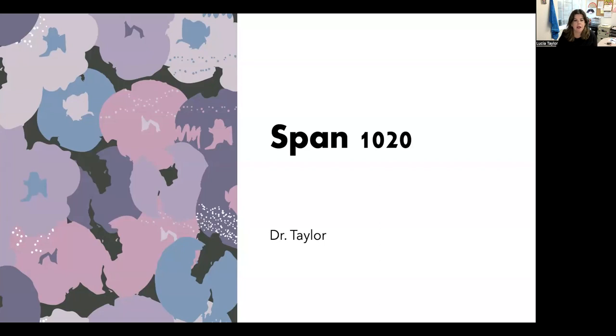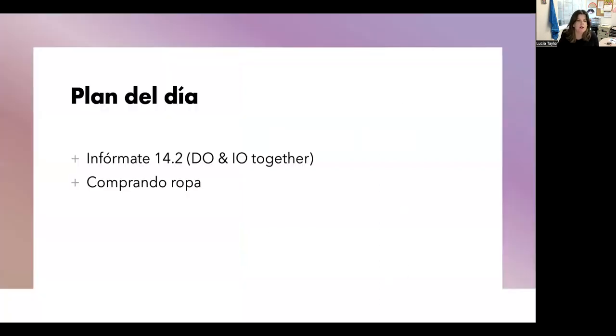So this is what we will be covering today. We're gonna continue with the situation where we have both the direct object and the indirect object pronouns together in a sentence. I know pronouns are a big headache for many of you, so I'm sorry, but it's gonna be better, okay? And then we'll practice vocabulary about clothes and buying clothes, and there will be a couple of assignments on Canvas for you to complete.